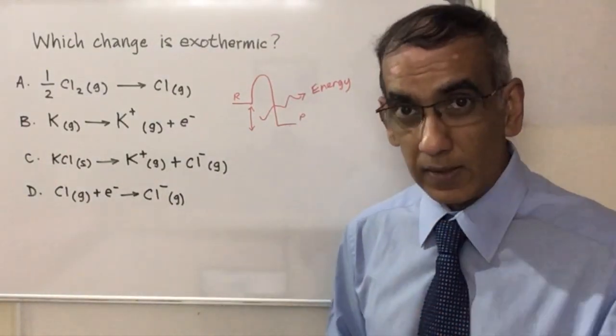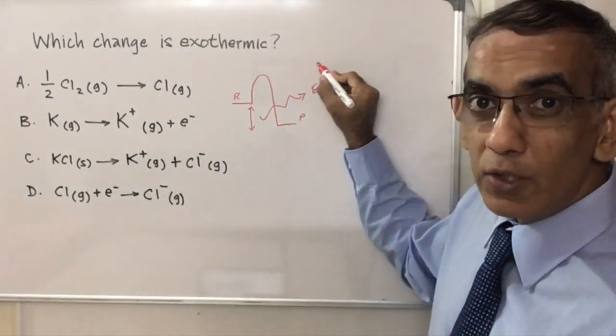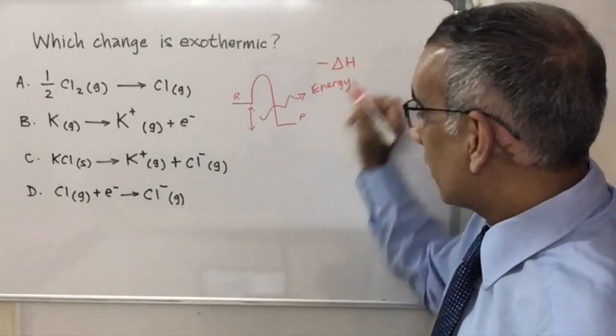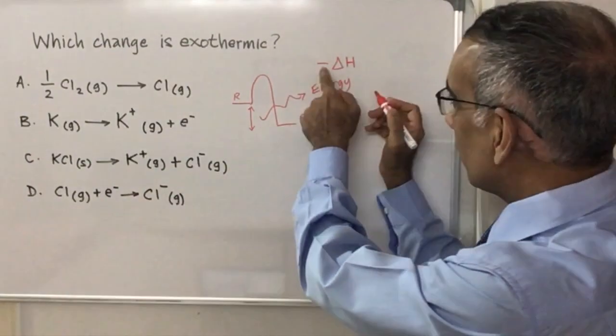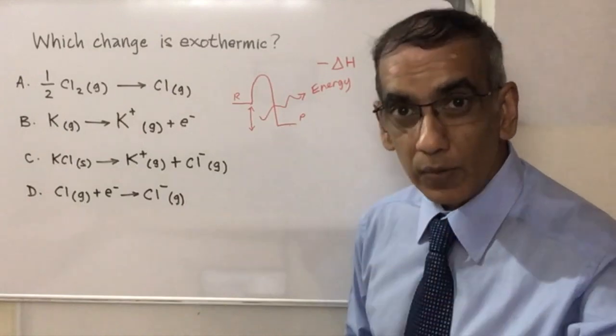Energy is released in an exothermic process, and we say that the enthalpy change is a negative delta H because the system has lost energy to the surroundings. So the negative sign refers to the loss from the system to the surroundings.